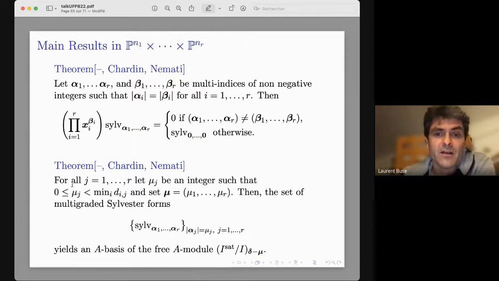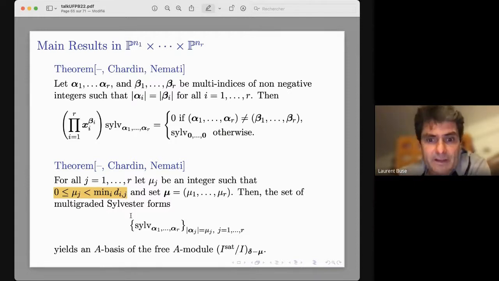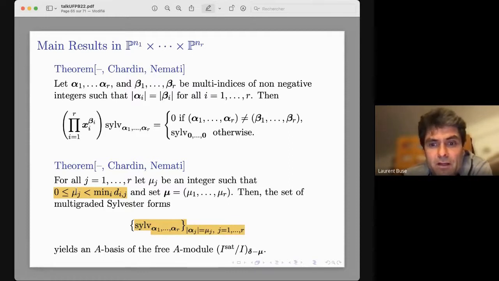And so this means that, this is what we proved. You can prove that for any degree mu j that is between 0 and the minimum of the d i j, then all the Sylvester forms in this degree mu give you a basis of I sat mod I in degree delta minus mu. Okay, so this is what we wanted to prove. In these conditions, if the mu j are all smaller than the minimum over i of d i j, then the Sylvester forms give you exactly an A basis of I sat mod I in degree delta minus mu.